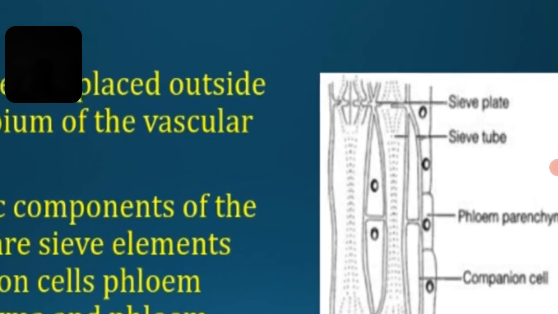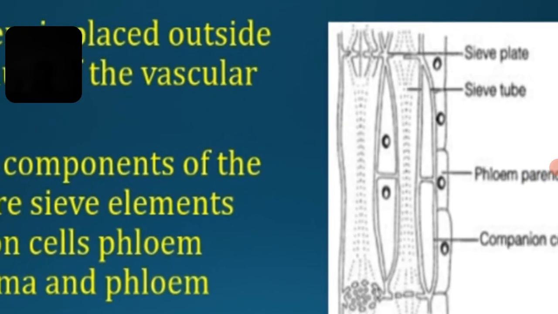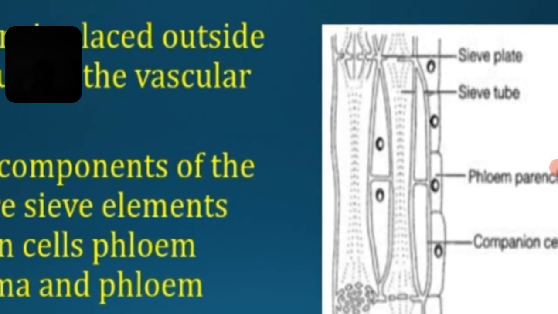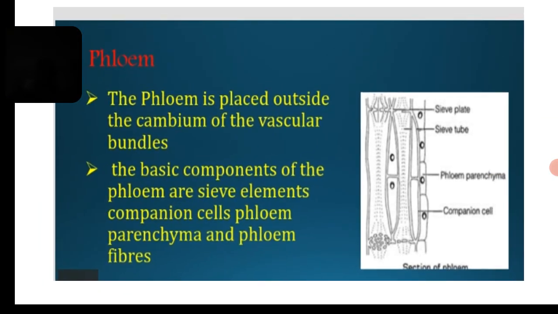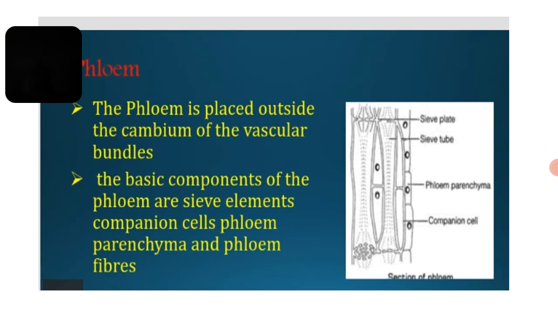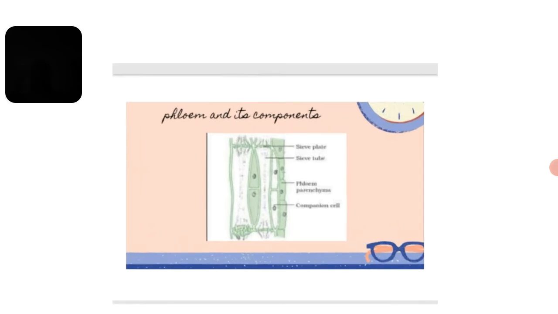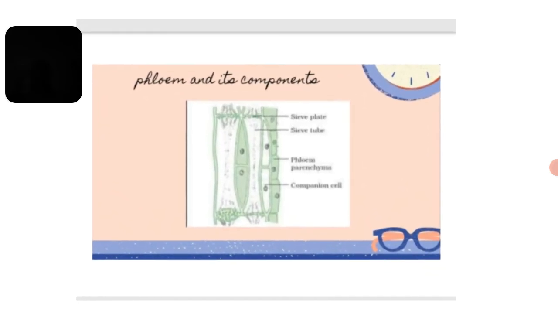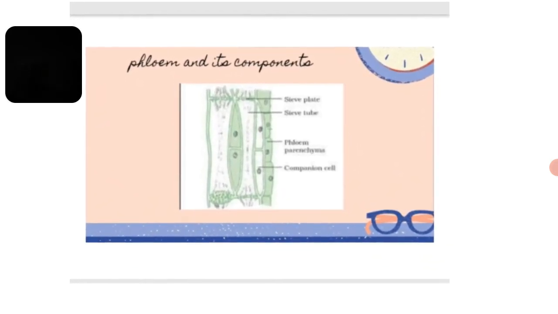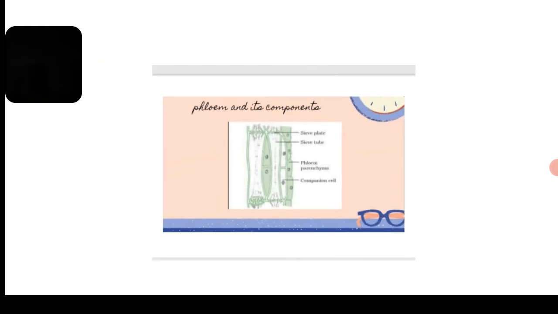Okay, see here the clear picture of the phloem. It has a sieve plate, sieve tube, phloem parenchyma and the companion cell. Okay, the phloem is placed outside the cambium of the vascular bundles. The basic components of the phloem are sieve elements, companion cells, phloem parenchyma and phloem fibers. Okay. So first we discuss the sieve tube.